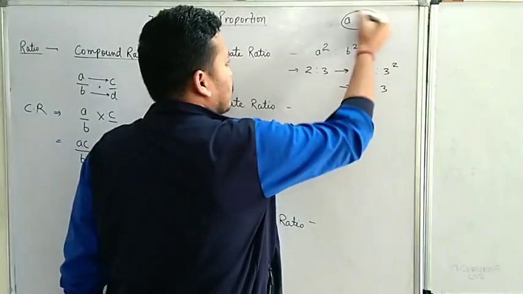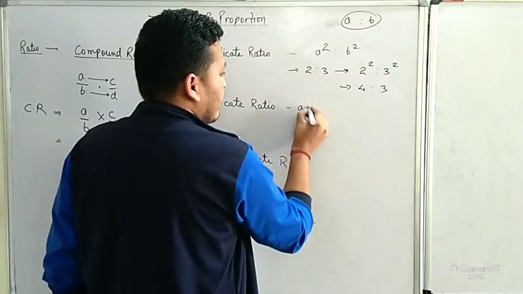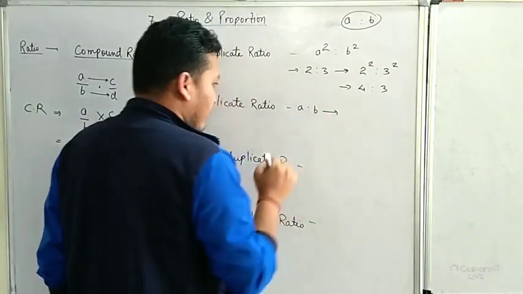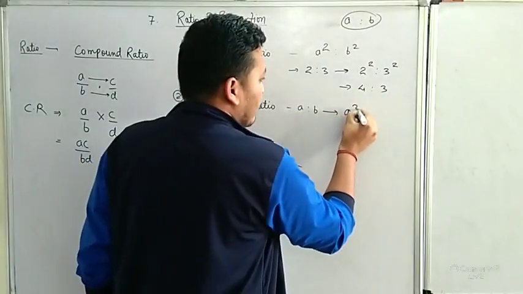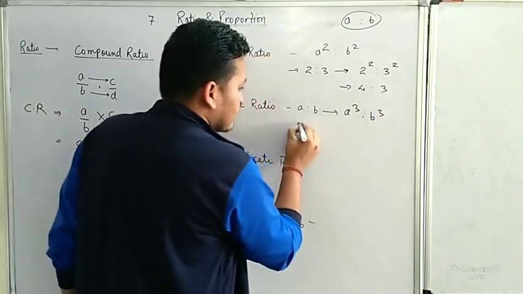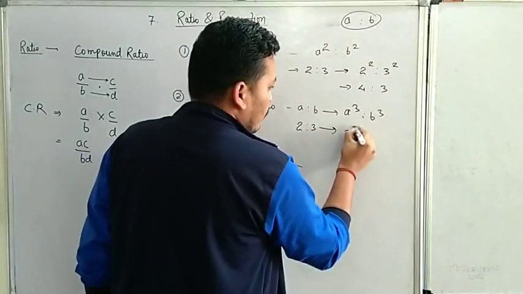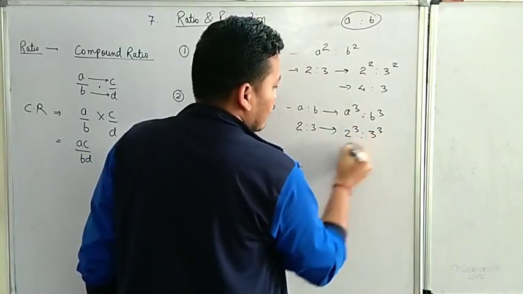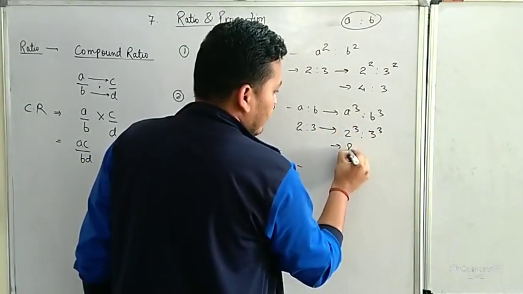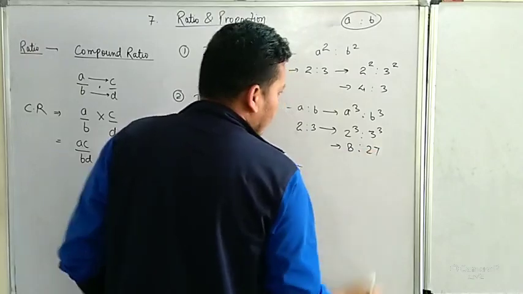If A and B is the ratio, then the triplet ratio of A ratio B is A cube ratio B cube. Example 2: ratio 3. Question: find its triplet ratio. So 2 cube ratio 3 cube. So the answer should be 8 ratio 27.